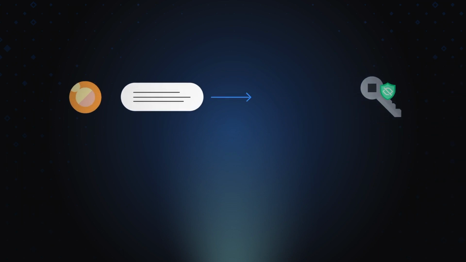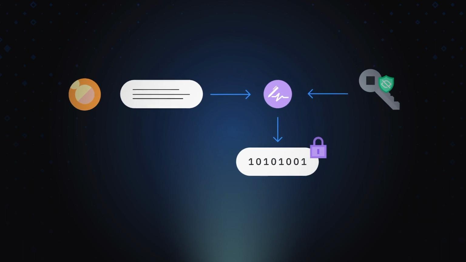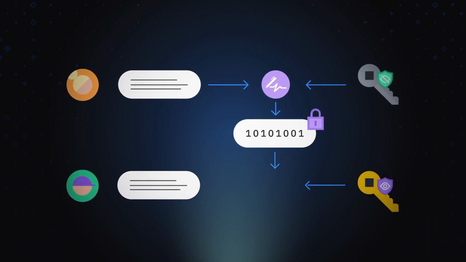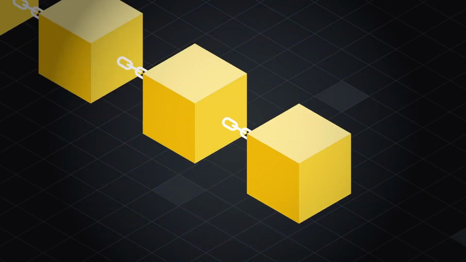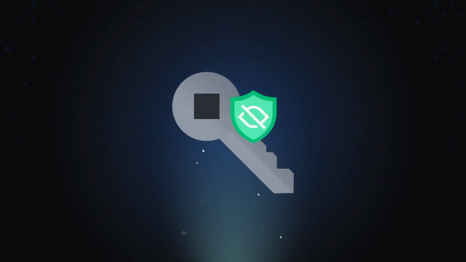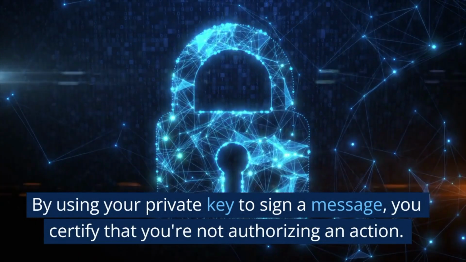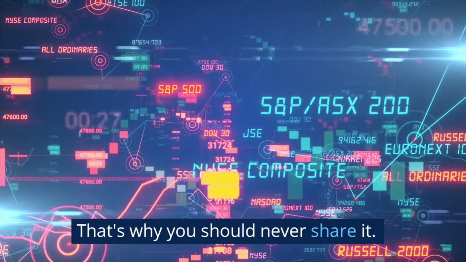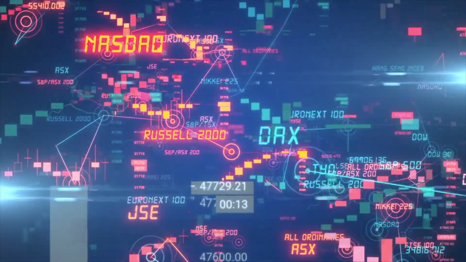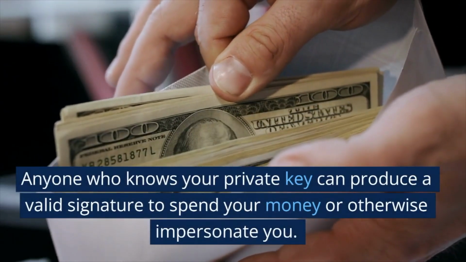Private key holders can write a message and digitally sign it using their private key. By comparing a public key with a signature, you can safely assume that the person who owns the private key has written the message. This is an important building block. In blockchain systems, the private key acts like a password, or rather an identity generated mathematically. By using your private key to sign a message, you certify that you're authorizing an action. That's why you should never share it. Anyone who knows your private key can produce a valid signature to spend your money or otherwise impersonate you.